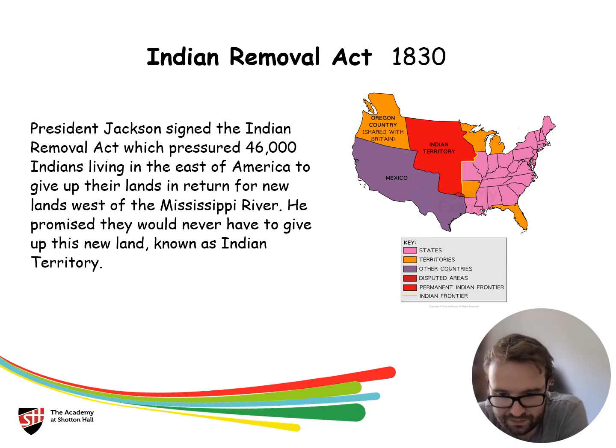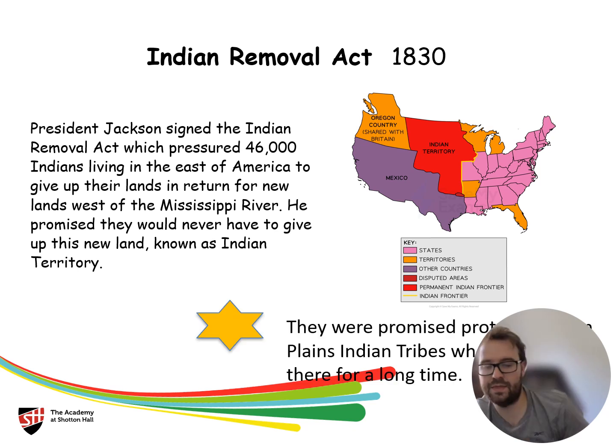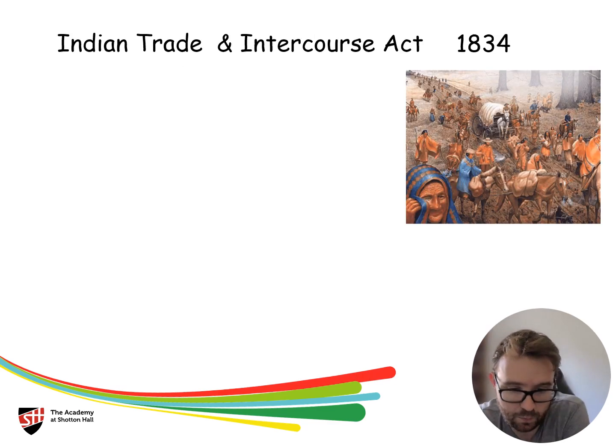This leads to this graphic where you can see the yellow line on there. If you can see my mouse clicker, it shows you the permanent Indian frontier, which separates the whites from the natives. Again, they were promised protection as well from white incursion.